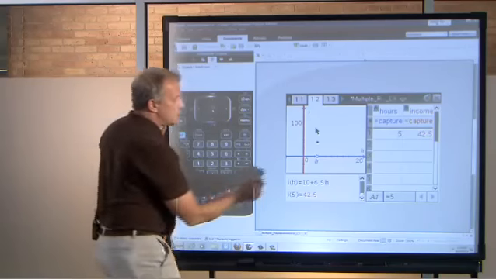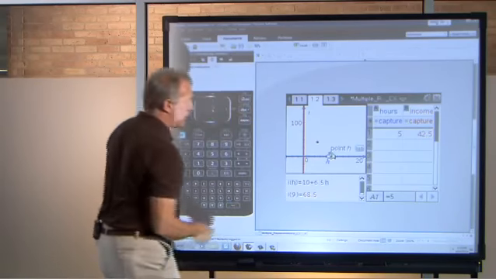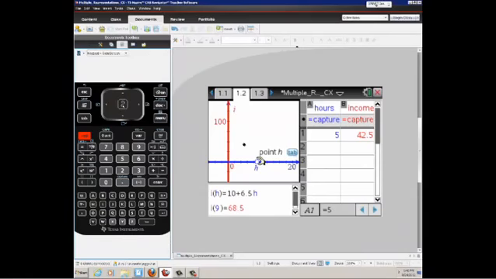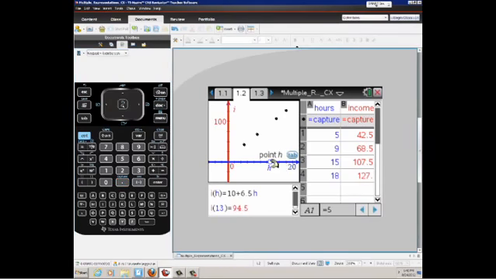The students would be asked then to grab point H and move it somewhere else and do the same thing. Control, decimal point, control, decimal point, and so on, and get about 5 or 6 ordered pairs in the table. And they don't have to be in any special order.